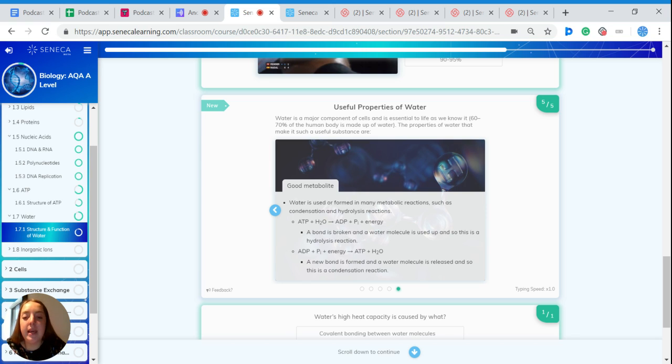Whereas ADP plus inorganic phosphate and energy going to ATP and H2O is a condensation reaction because a new bond is formed and a water molecule is released, so this is a condensation reaction. So basically water has really useful properties, which means that it's essential for life on Earth.